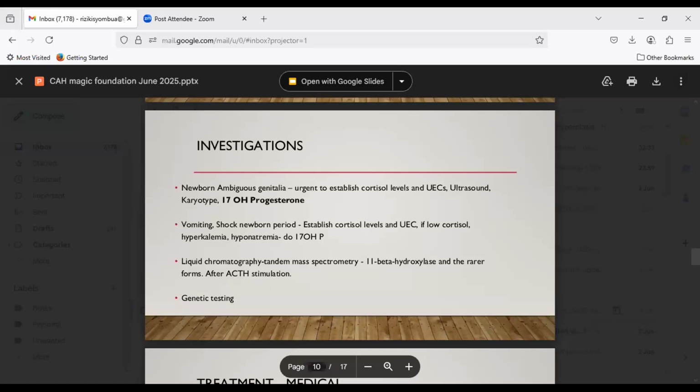Now, sometimes you find yourself in this situation and you are unable to do this test. You can collect the samples, and once you've done so, as an emergency, you can start on hydrocortisone. For other places, they will do liquid chromatography with tandem mass spectrometry, and that will diagnose all the forms of CAH in one test, especially picking the rare forms. Then, of course, you can do genetic testing to establish which particular gene is affected, and that will also give you a very specific diagnosis. Right?